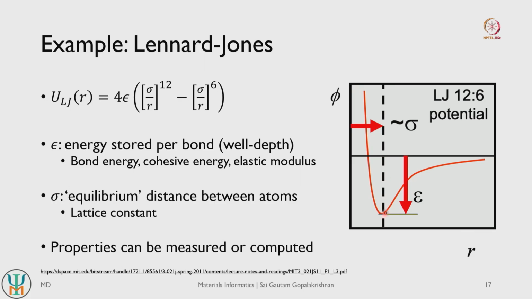What is the depth of your potential energy well? So what is the lowest energy that you actually get, and what is the position, what is the distance at which you are getting your lowest possible energy, right. These are the two important parameters, and those are your fittable or learnable parameters, your epsilon and sigma. So epsilon basically stands for your well depth, the depth of your potential energy well here, and this is equivalent to the energy stored per bond, right, energy stored in the bond that you are modeling.